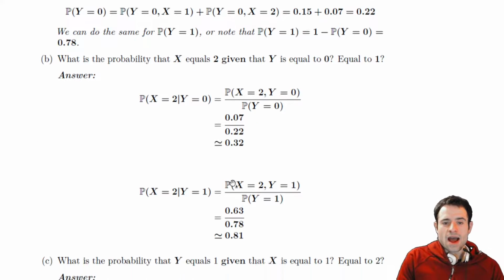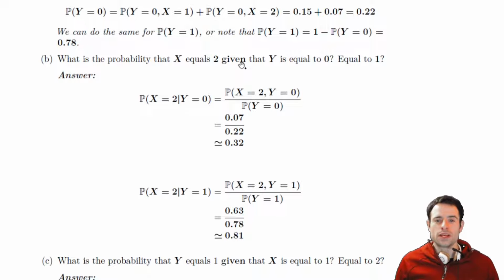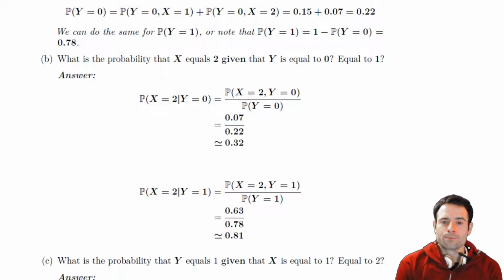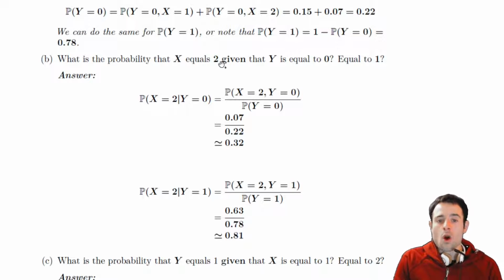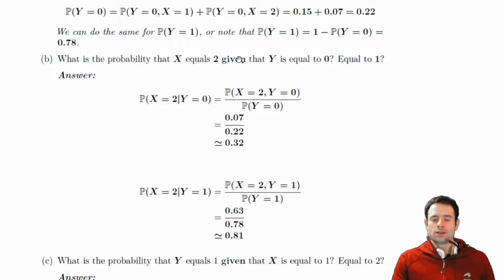Question B asks to compute conditional probabilities. Now things are going to get a bit tricky. What is the probability that x equals 2 given that y is equal to 0 or equal to 1? Here we need to look at a formula. We want to know the probability that x is equal to 2 when, or given that, we are already in the case where y is equal to 0.